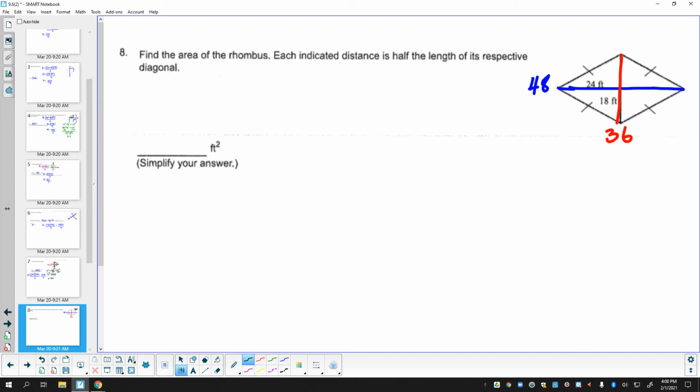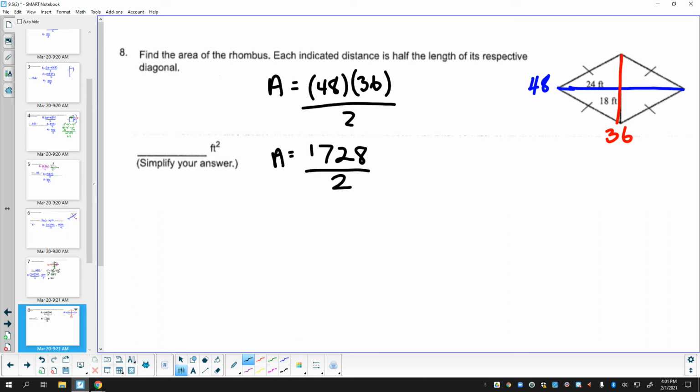Okay, whenever I'm combining to find the area here, I'm going to do 48 times 36. And then I'm going to divide that by 2. So I'm going to get 1728 up on the top. I need half of that. That's going to give me a total area of 864.